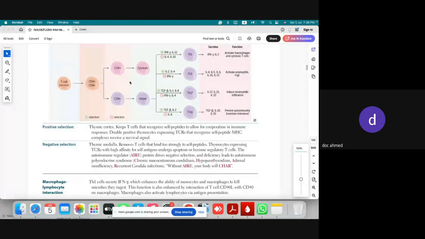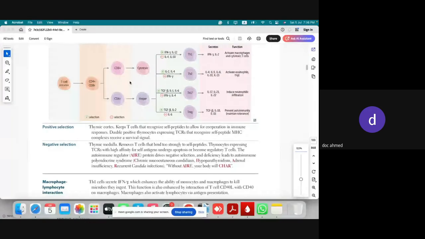ARI company. So let's just summarize. Let's just read our First Aid. I'll be reading First Aid and you guys are going to imagine the entire story, right? The thymus cortex keeps T cells that recognize self-peptide to allow for cooperation in immune responses. Double positive thymocytes expressing TCR, MHC complexes receive a survival signal. I think I've explained that quite well in First Aid, right?